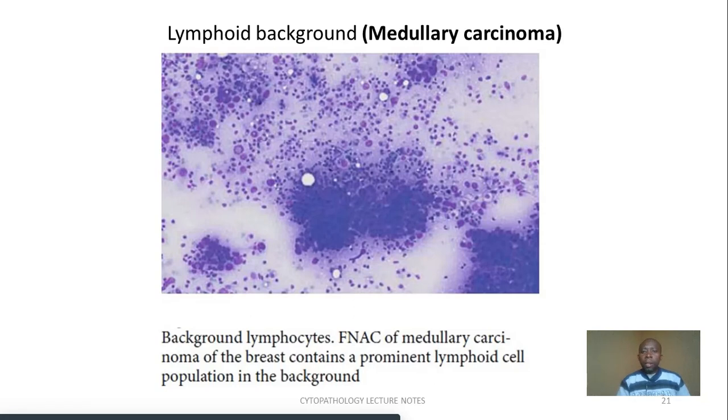Still continuing, we have an example of medullary carcinoma where we look at the background. Power's gone, I think. Okay.